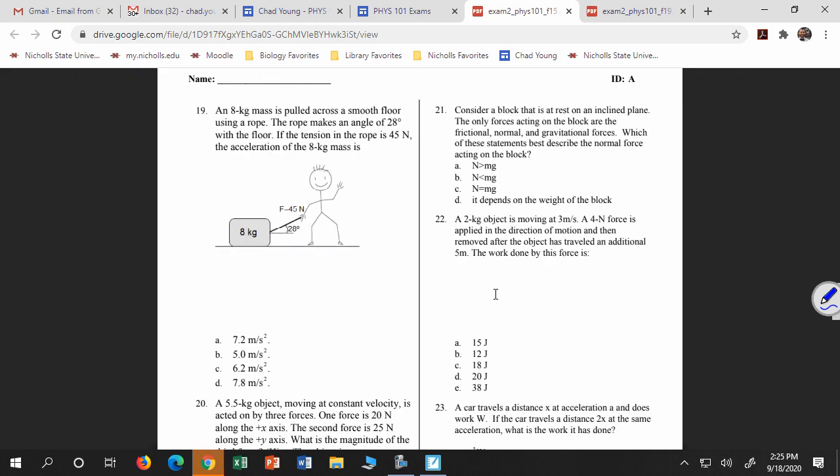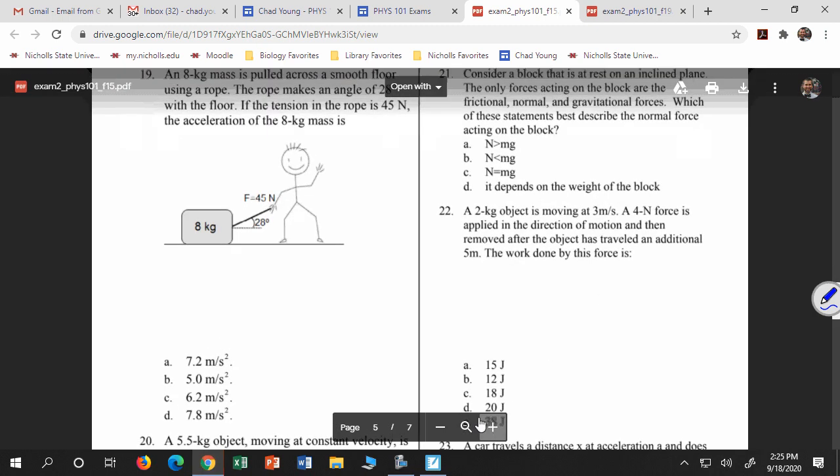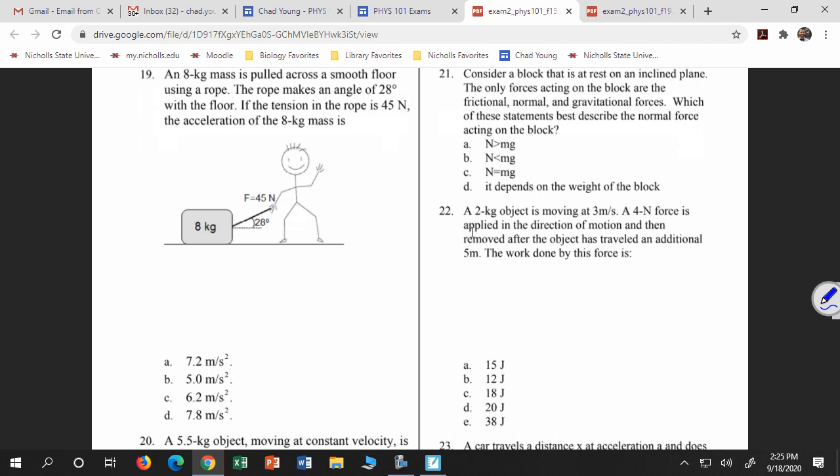Let's do a different problem, like number 19. It caught a lot of flak, so let's work it out. An 8-kilogram mass is pulled across a smooth floor. No friction, smooth, no friction. Look for that word. The rope makes an angle of 28 degrees with the floor. Let's do this one, and then we'll add some friction in, because it gets better with friction. But I want to know what is the acceleration of the 8-kilogram mass.